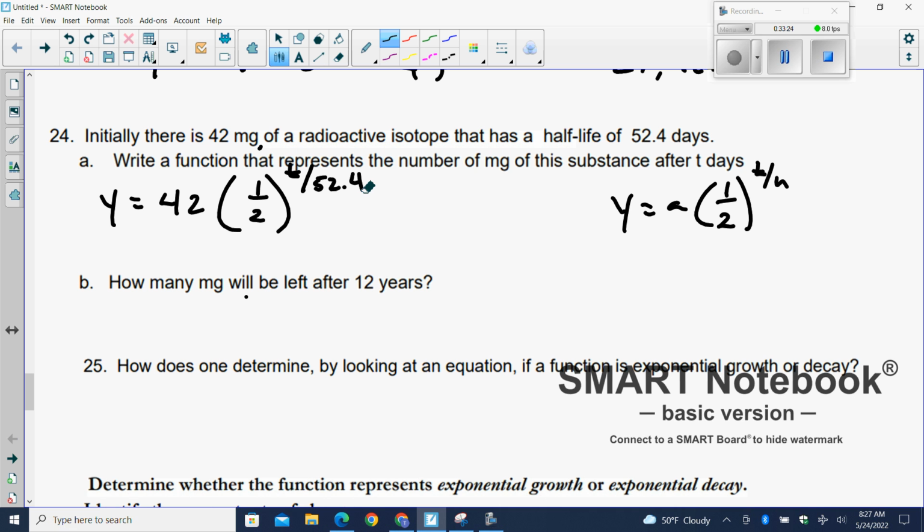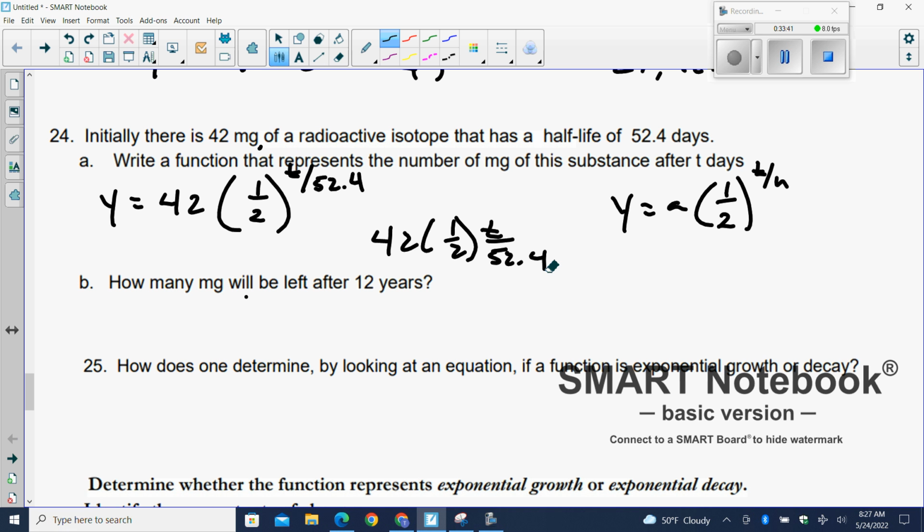Now, on the test, don't write this. 42 times 1/2 raised to the T over 52.4 days. That is not written as an exponent. Okay? That is not correct. Do I know what you mean?